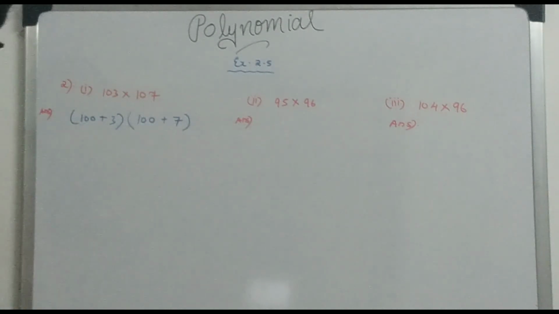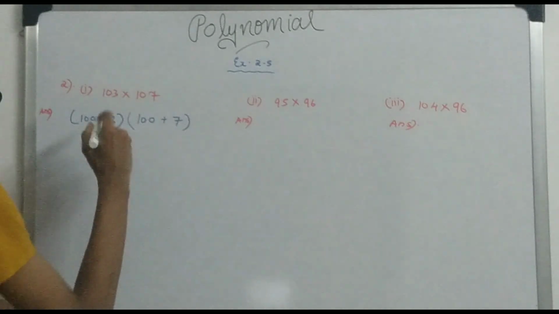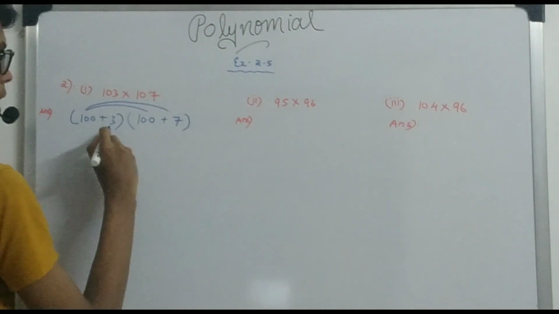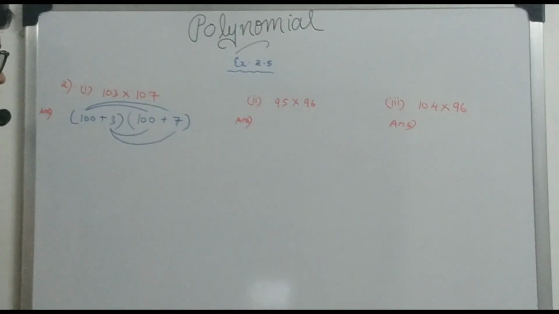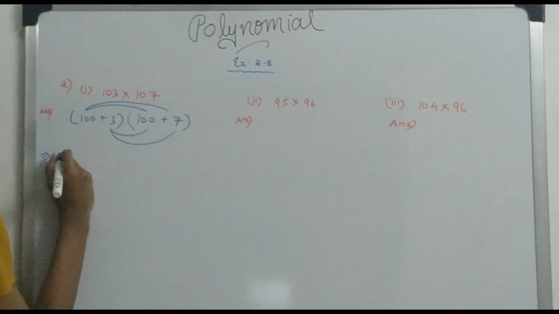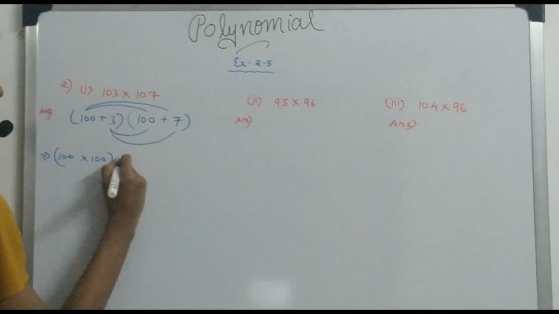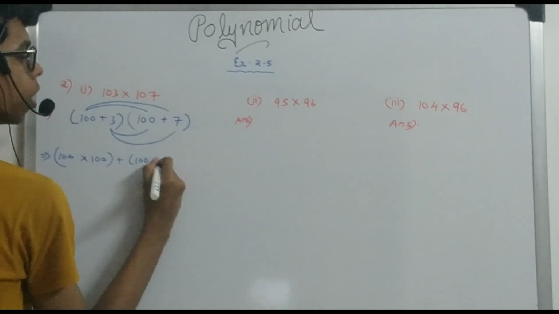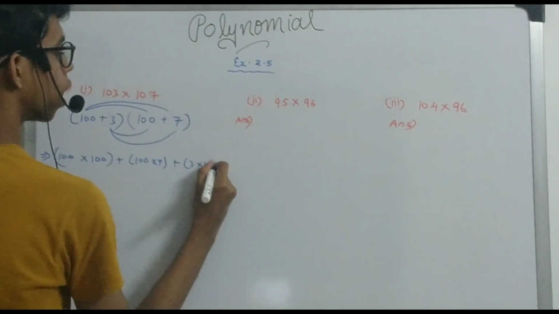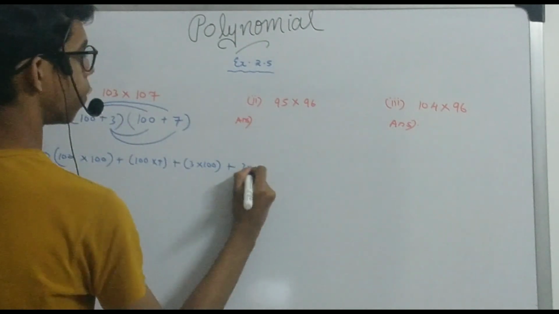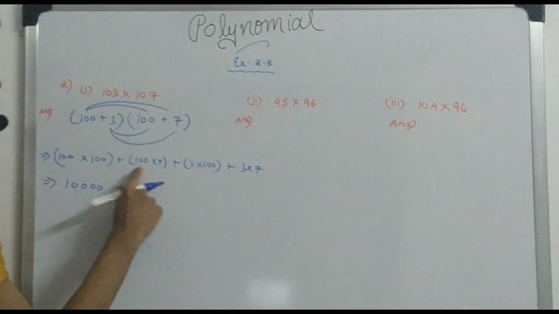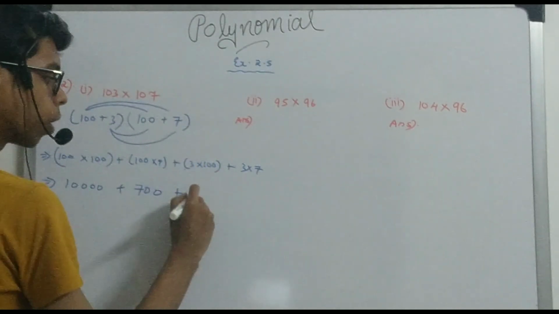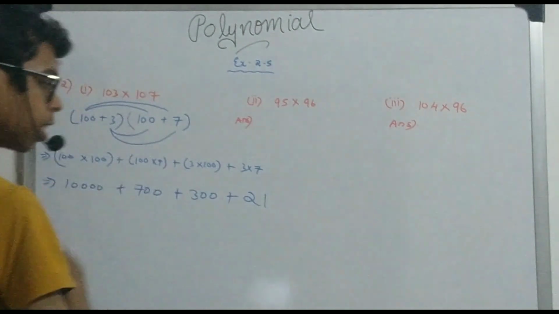Now this is in our identity form, that is (a plus b) into (a plus c). So here we have to use our dancing queen method. First multiply this 100 with this 100, then with this 7, then keep this 3, multiply it with 100, then multiply it with this 7. Let us do the calculation. 100 into 100 plus 100 into 7 plus 3 into 100 plus 3 into 7. We know 100 into 100, there are 4 zeros, so 10,000, plus 100 into 7, it is 700, plus 3 into 100, it is 300, plus 3 into 7, it is 21.